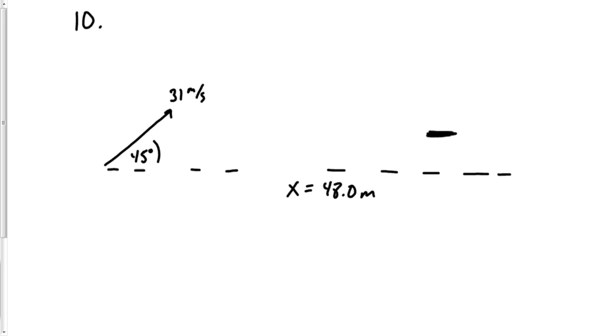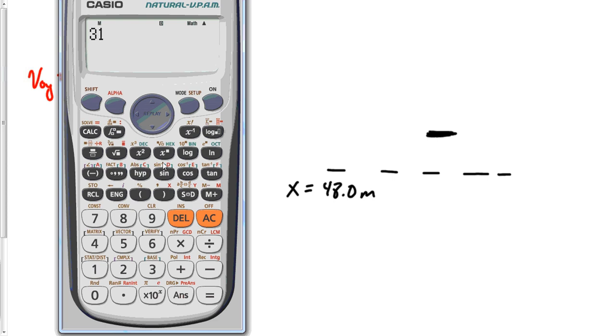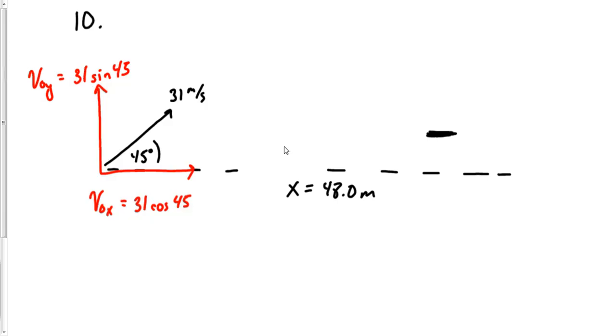Well, if you remember my goals on every projectile problem, the first thing I'm going to try to do is find VOX and VOY. VOX would be 31 cosine 45. VOY would be 31 sine 45. And if you know your triangles, you'll also know that those are the same exact number. So 31 sine 45 gives 21.9. That means VOY is 21.9 and VOX is 21.9 meters per second because of 45.